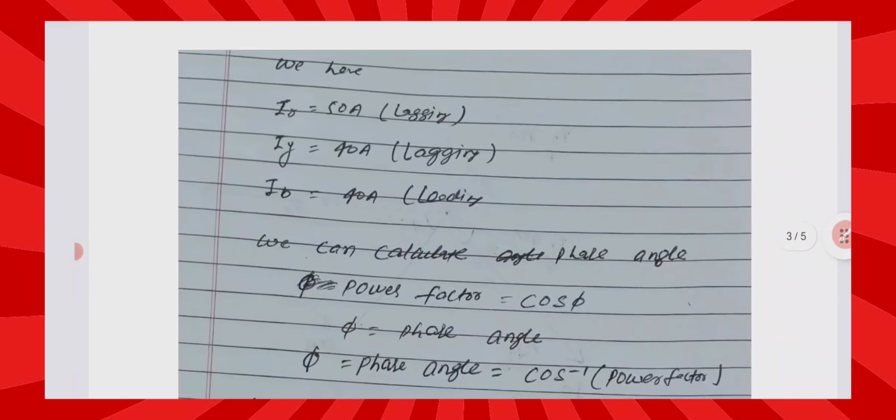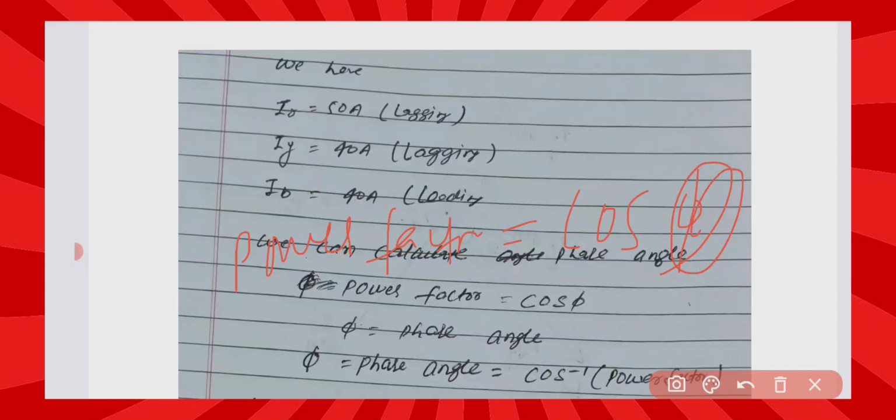So here I am calculating the phase angle. First, the formula of power factor is cos phi, and phi is the phase angle. This phase angle is the angle between the current and voltage. Now we will calculate the phase angle for all 3 wires with the help of power factor.